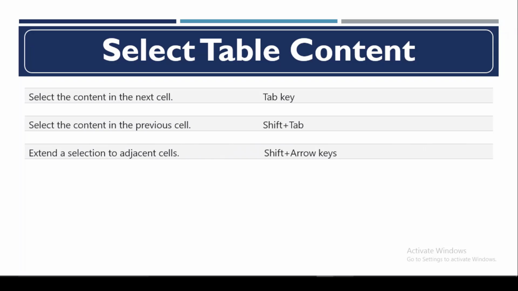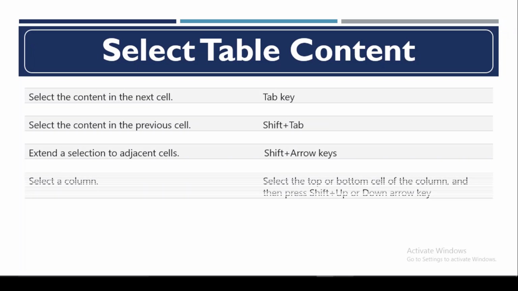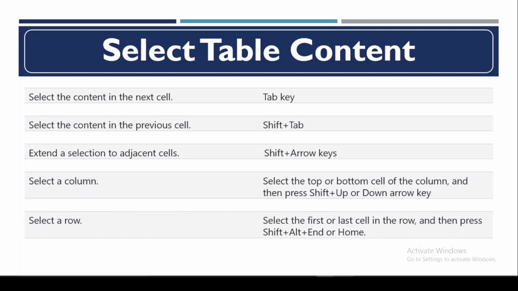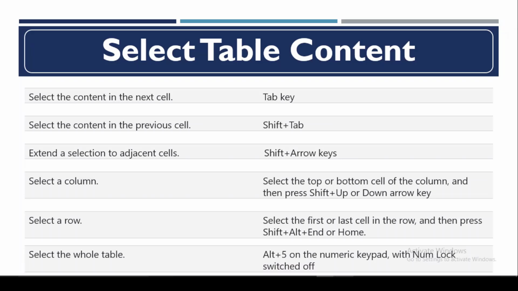Select the content in the next cell, Tab key, select the content in the previous cell. Shift plus Tab, extend a selection to adjacent cells. Shift plus arrow keys, select a column. Select the top or bottom cell of the column, and then press Shift plus up or down arrow key, select a row. Select the first or last cell in the row, and then press Shift plus Alt plus End or Home. Select the whole table, Alt plus 5 on the numeric keypad, with number lock switched off.